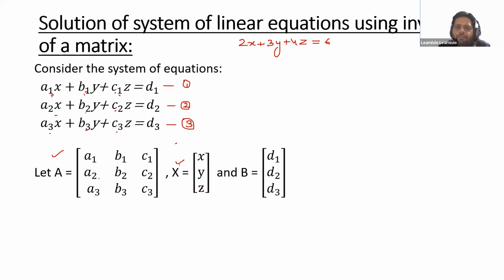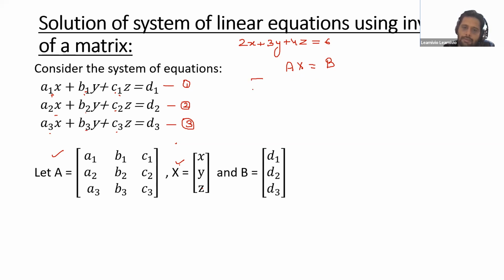So A will always be formed from the coefficients of the variables, X will always be formed from the variables, and B from the last constants. And we will take the order like this one. Okay. Now we will check one point, what happens if we multiply A into X. Okay. So what is A into X? And if we do AX is equal to B, then we will check what we will get.